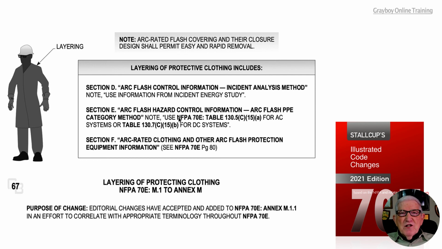To get 16 calories per centimeter squared and get that actual rating, then you would need to make sure that the equipment met the rules and requirements of Annex M, and that's what this illustration is trying to get across to the user of 70E.